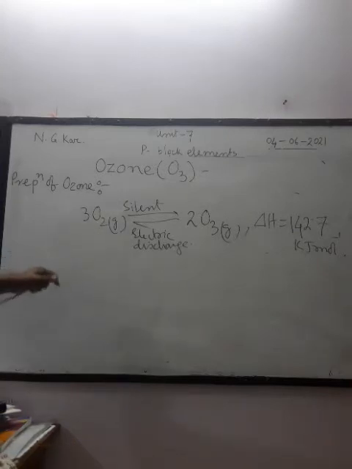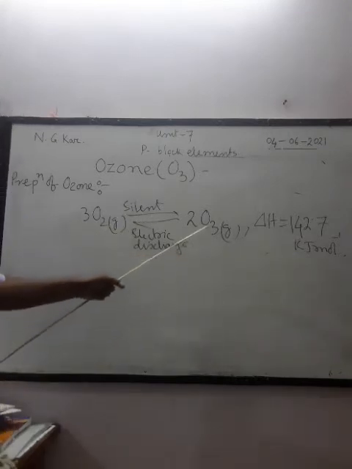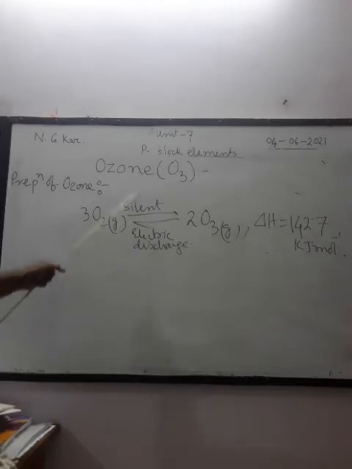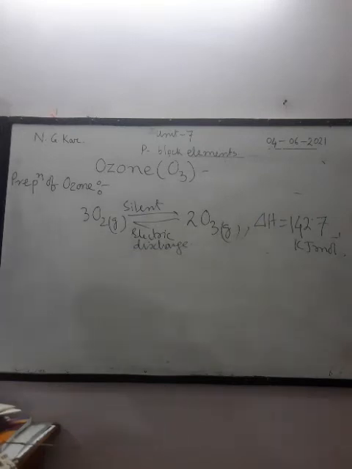So what is silent electric discharge? Silent electric discharge means sparkless electric discharge, because this reaction is endothermic. If sparking is produced, then the backward reaction starts, and some amount of ozone is decomposed to oxygen again. So here, sparkless electric discharge is passed through pure and dry cold oxygen, one part of it is converted to ozone, and the reaction is highly endothermic in nature.